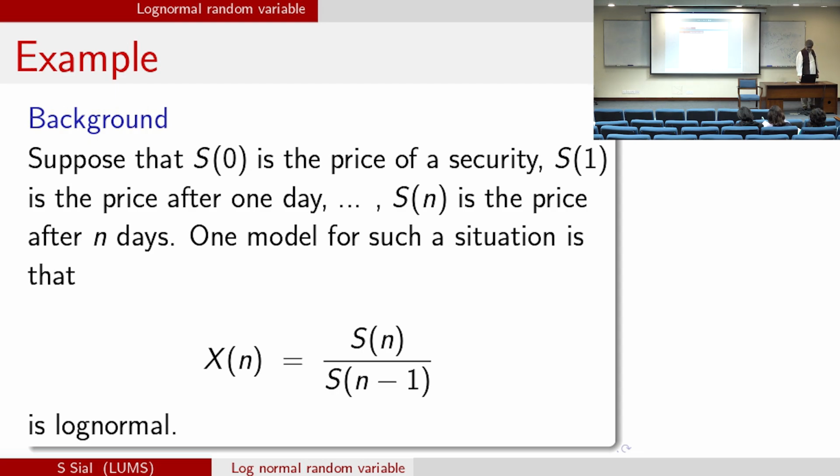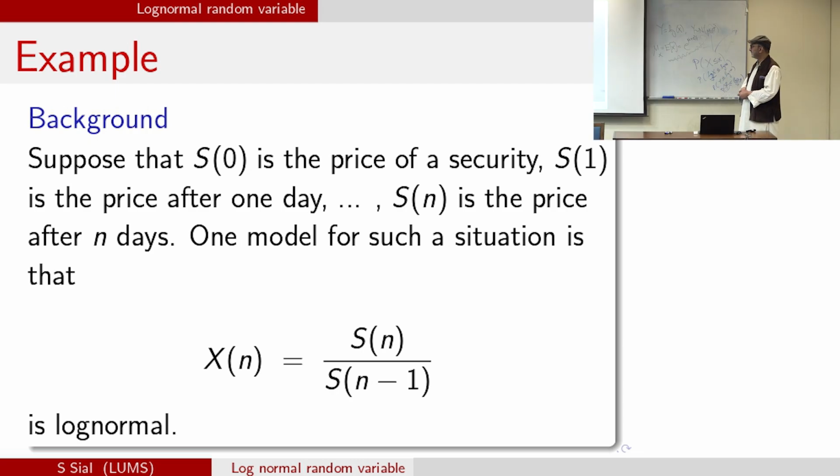So how does it relate to anything useful? This is one example. We've got some asset at time equals 0, or let's say day 0. We're going to look at what's happening every day, say the closing price of some asset every day on the market. S of 0 is the price of the security when we start tracking. S of 1 is after 1 day, S of 2 after 2 days, S of n after n days.